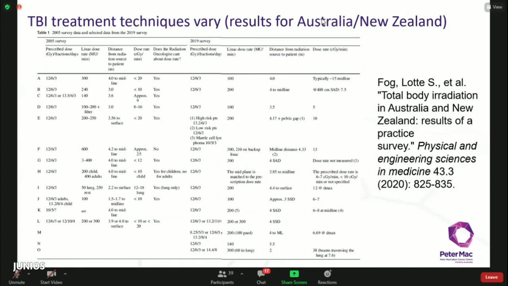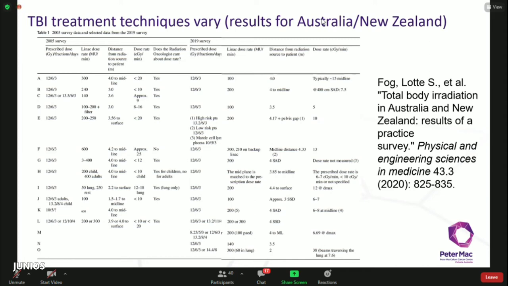Recently, Roger Fogg and colleagues published the results of a survey that was conducted throughout Australia and New Zealand. This was sent out to all radiotherapy centres who are developing a TBI programme, asking them some relatively basic questions about their TBI procedures. This involved: what dose are you using? What linac dose rate or monitor units per minute are you using? What source to surface distance are you using? And almost every centre answered something slightly differently.